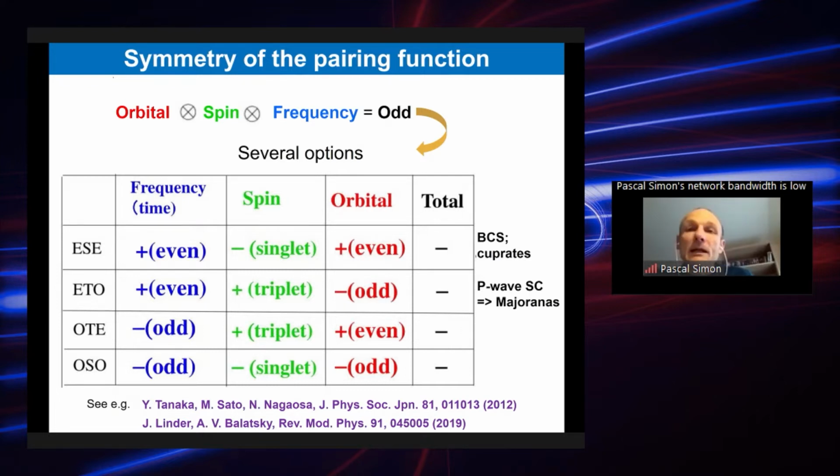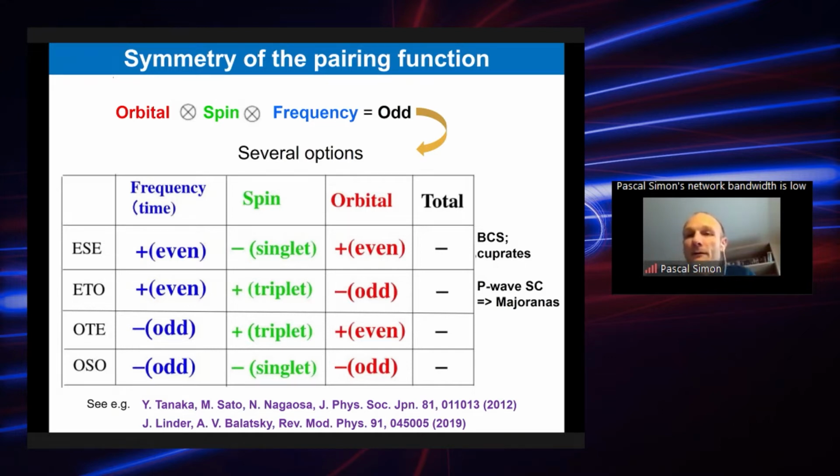So typically p-wave, for example, or f-wave. And this one has been quite popular in the past 10 years. It's the p-wave superconductor, which may host Majorana. And you may also imagine that you have some exotic pairing functions which could be odd in frequency, but even in the spin and orbital, or odd in frequency, singlet sector, and odd in orbital.